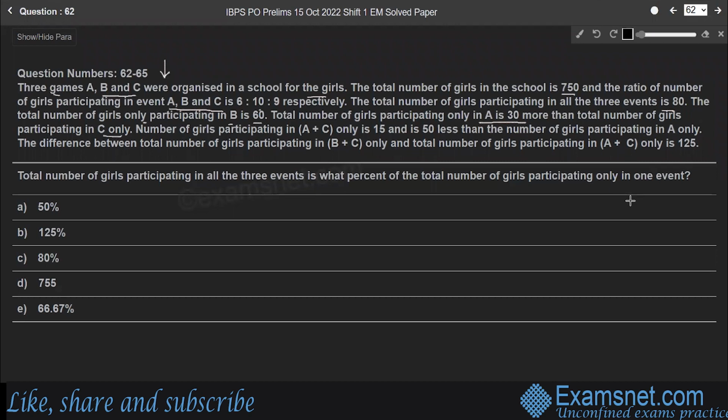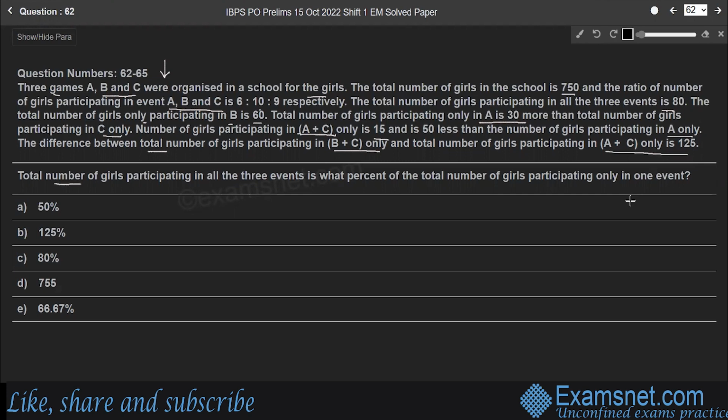The number of girls participating in A plus C only is 15, and is 50 less than the number of girls participating in A only. The difference between the total number of girls participating in B plus C only and the total girls participating in A plus C only is 125.